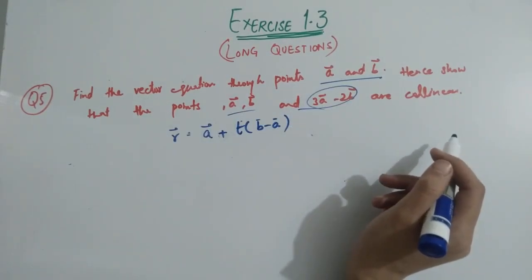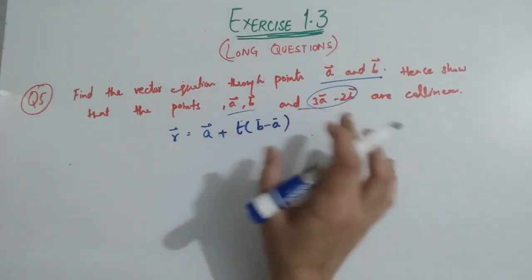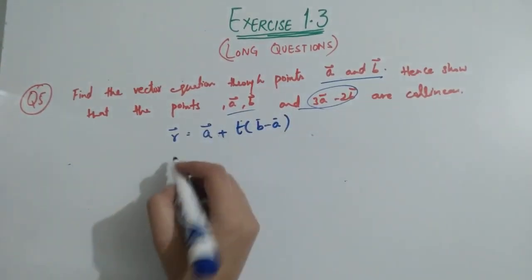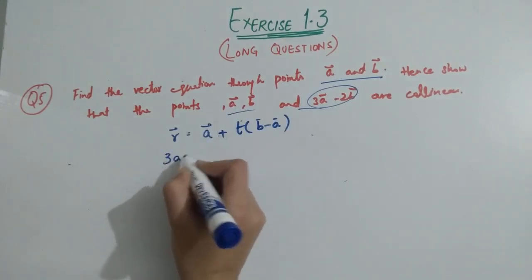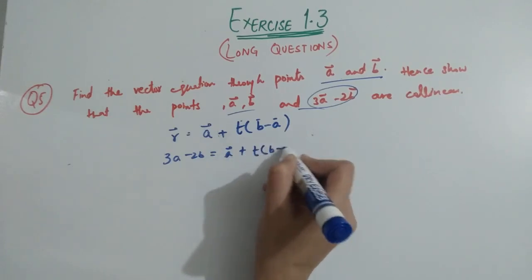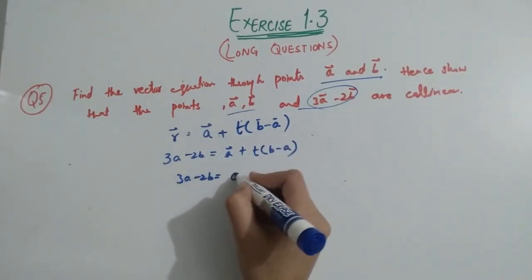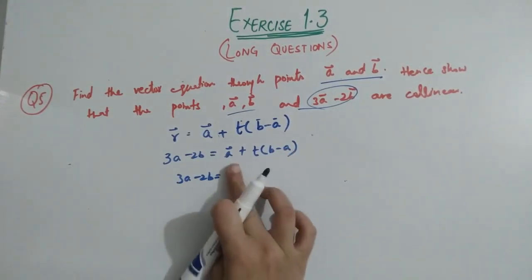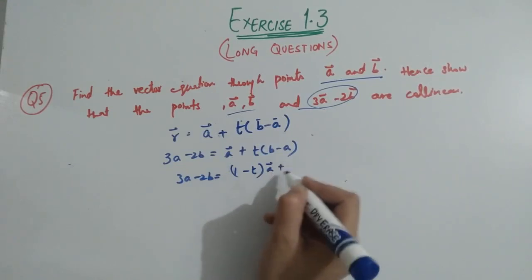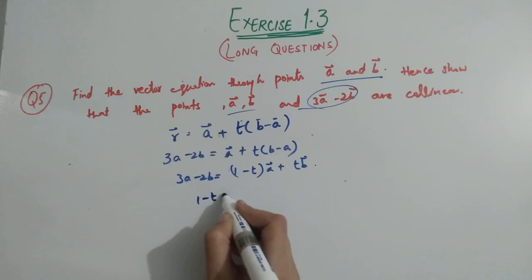Collinear का मतलब है कि they are lying on this line. So अगर इस line पर lie कर रहे हैं तो इस equation को satisfy करना चाहिए 3a minus 2b को। तो it means कि हम 3a minus 2b equal रख सकते हैं a plus t times (b minus a)। इसमें से हमने t की value find करनी है। तो अगर हम यहाँ से a और b separate कर लें तो you get (1 minus t) times a plus t times b.